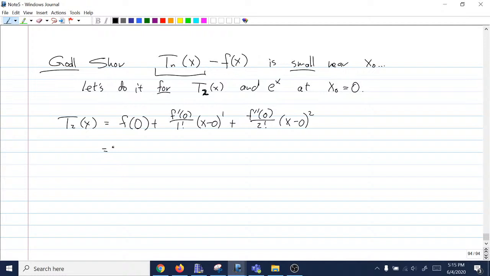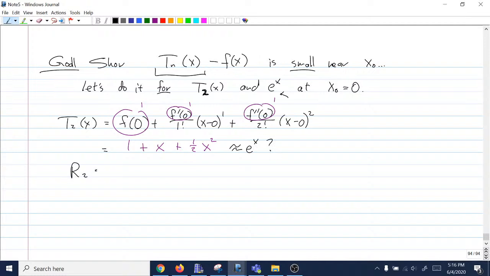We computed this last time. All the derivatives are e to the x. You plug in 0 to any of the derivatives, you always get 1. So this number and this number and this number are all 1. I get that 1 plus x plus 1/2 x squared is our quadratic approximation to e to the x at 0. I want to show that it's close to e to the x.